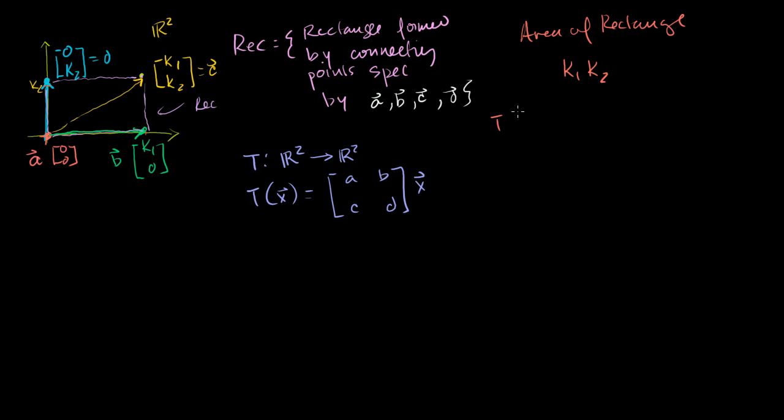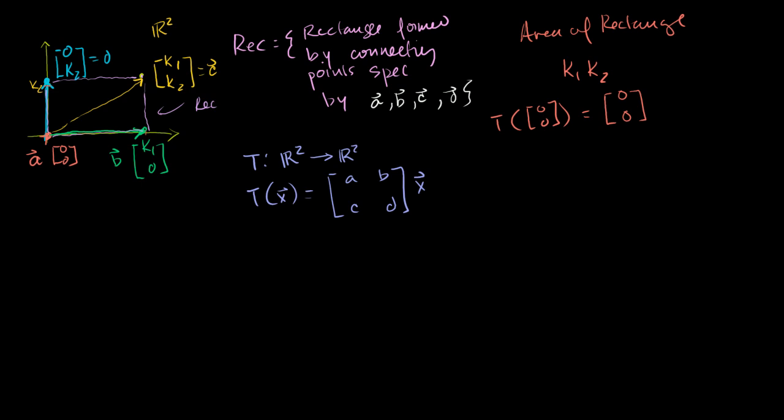What is the transformation applied to the 0 vector, applied to point A right there? Well, it's going to be A times 0 plus B times 0, which is just 0. And then the second term is going to be C times 0 plus D times 0, which is just 0. That's vector A.